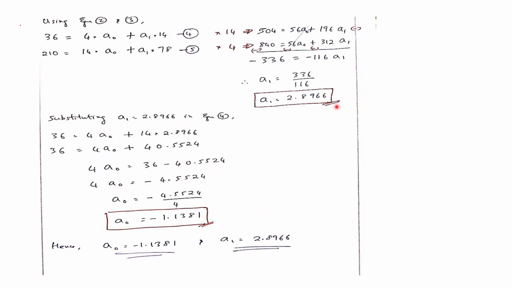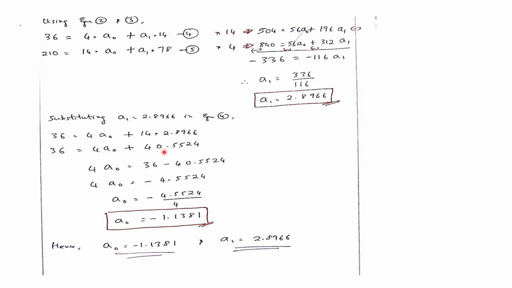Our next unknown is a0. For that you can use either equation 4 or 5, anything you can use. Let us use equation 4. See, equation 4 is 36 is equal to 4a0 plus 14 into a1. This a1, let us use this 2.8966 here. So 36 is equal to 4a0 plus, when you multiply this 14 into 2.8966, you get this 40.5524. So 4a0 you keep it, 36 is here.